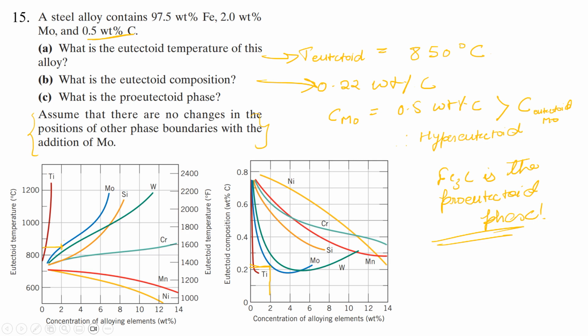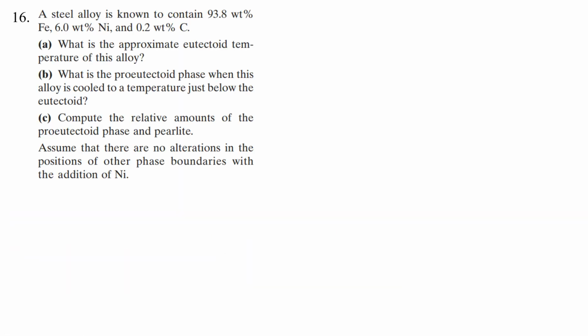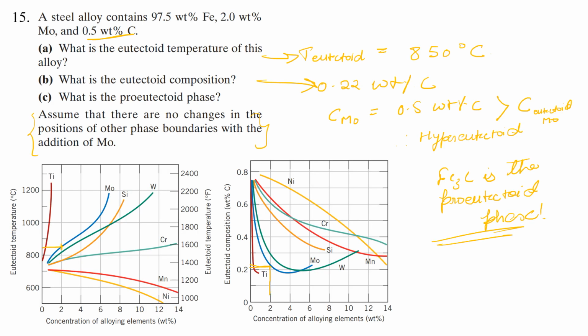Okay, so I guess we'll have time for one more question. A steel alloy is known to contain 93.8 weight% iron, 6 weight% nickel, and 0.2 weight% carbon. What is the approximate eutectoid temperature? In this case, again, we have to employ the same graphs, so we'll just copy the graphs over there.